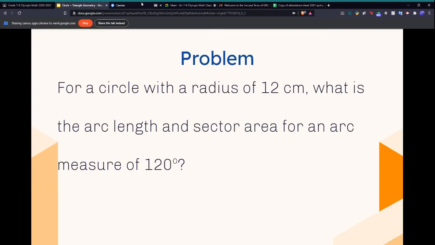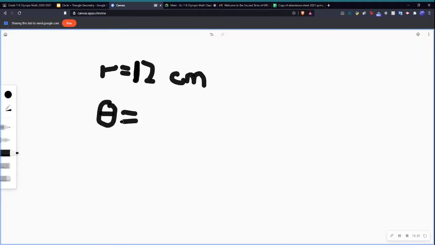So the question was, we have a circle with a radius of 12. We just put that down, r equals 12. And we want to find its arc length and the sector area. 12 centimeters, that's the units. And we're given the arc measure. So remember, this is the symbol called theta. It's the usual symbol that we use to represent angles. It was 120 degrees.